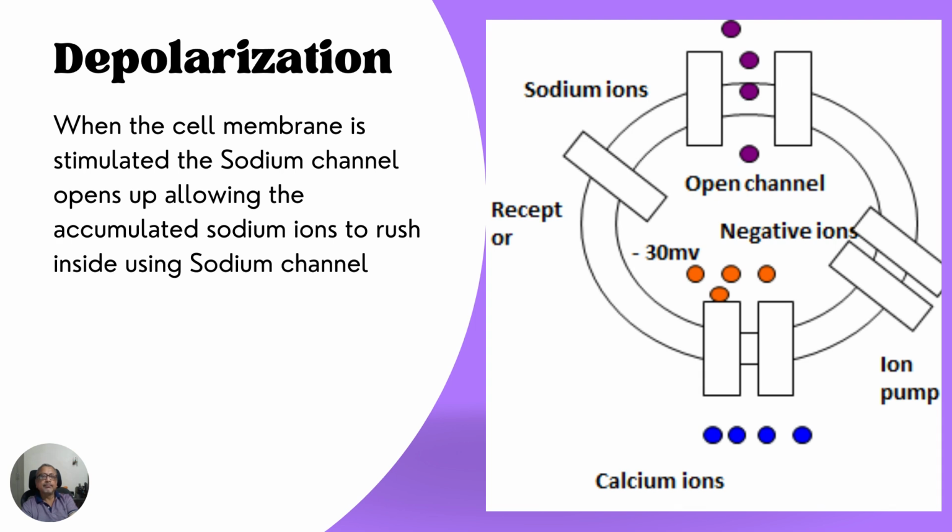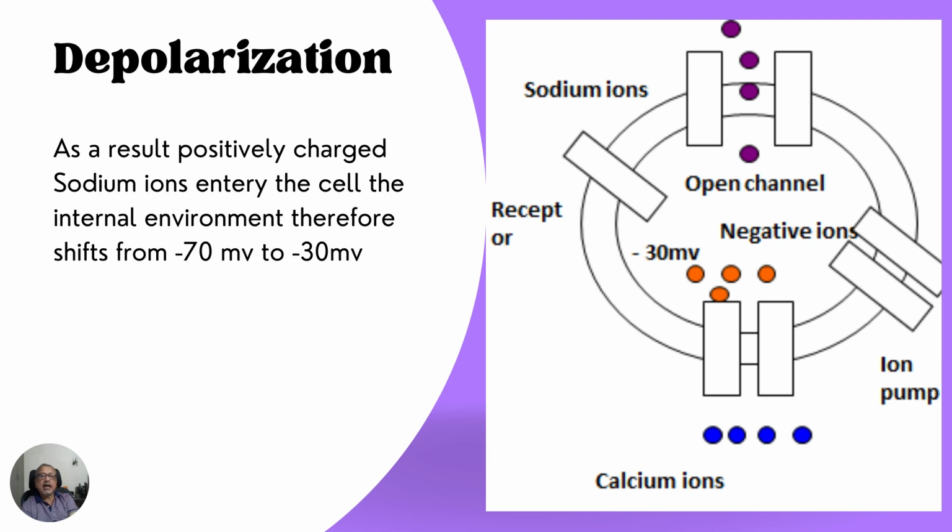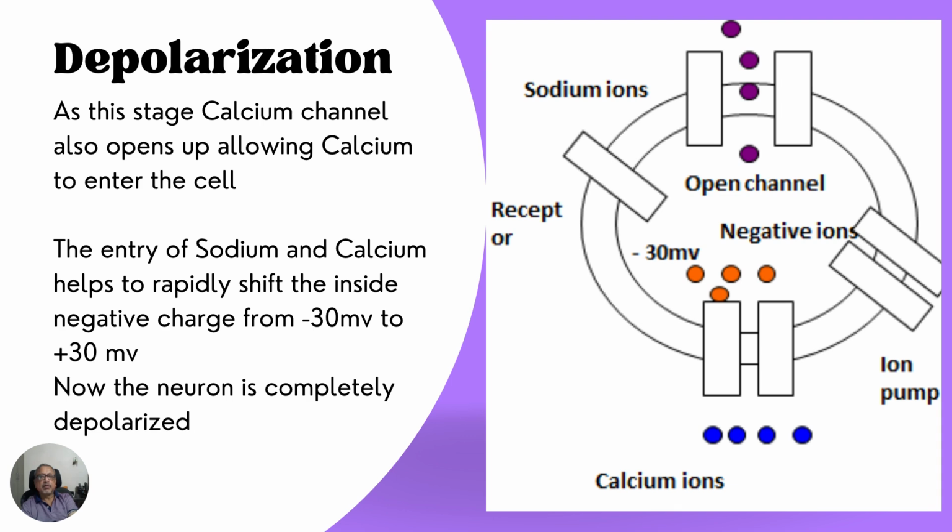When the cell membrane is stimulated, the sodium channel opens up, allowing the accumulated sodium ions to rush inside the cell through the sodium ion channel, as you can see here in this picture. As a result, positively charged sodium ions move inside the cell, so the internal environment changes from minus 70 to minus 30 millivolt. At this stage of depolarization, the calcium ion channel opens up.